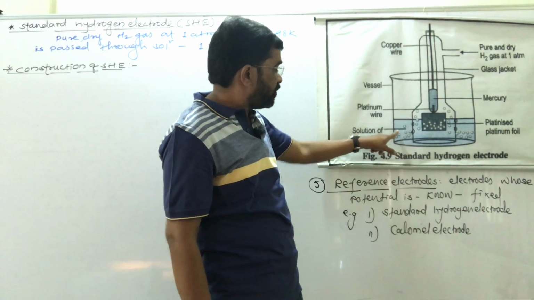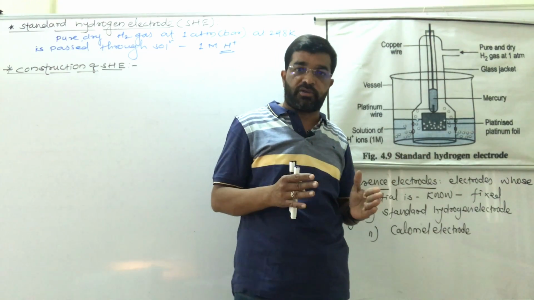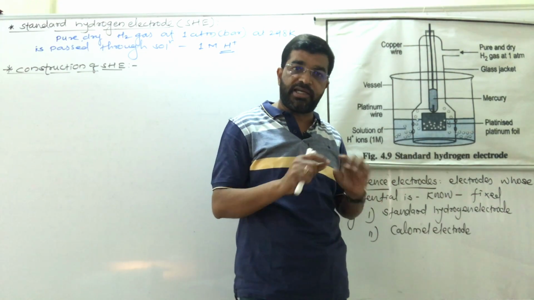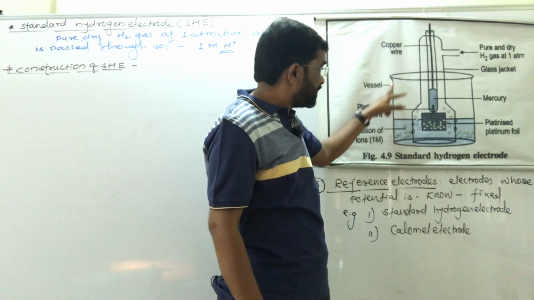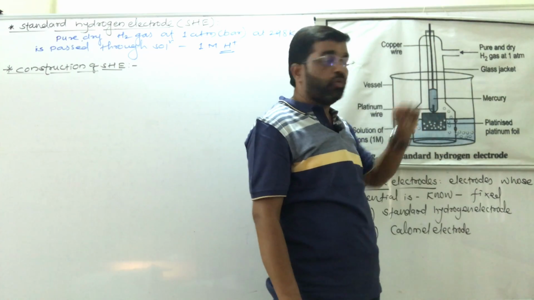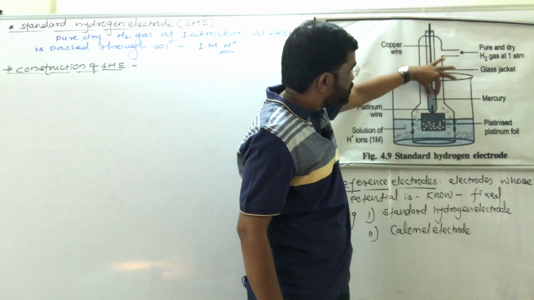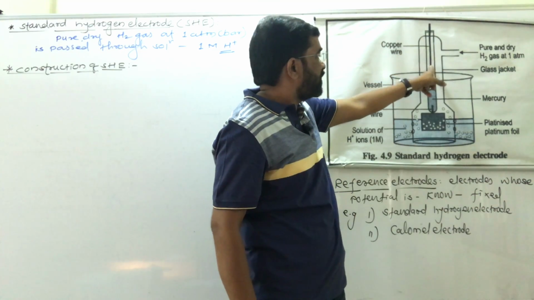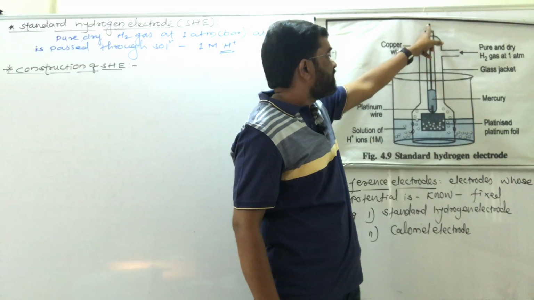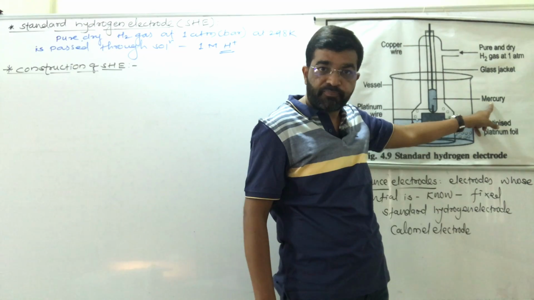In this vessel, 1 molar solution of HCl is taken, or 1 molar solution containing H plus ion, that is the 1 molar concentration of H plus ion. Now, you have to take a tube, a glass tube. In this glass tube, the copper wire runs, and this copper wire is dipped in liquid mercury.